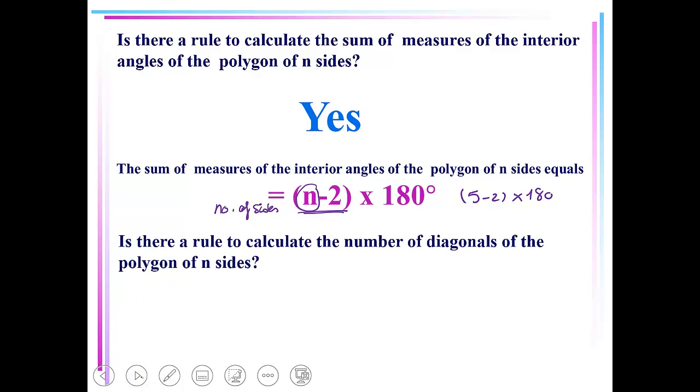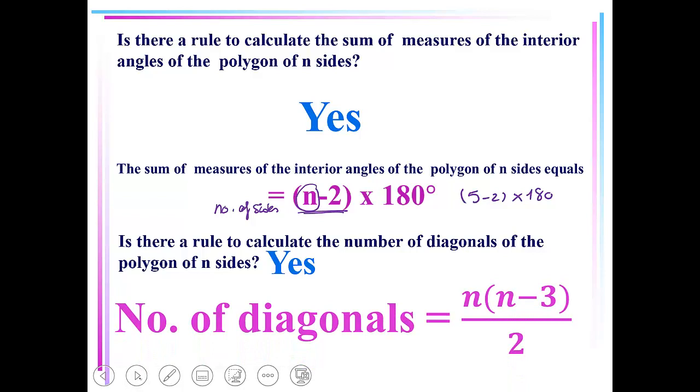Now another question. Is there a rule to calculate the number of diagonals of a polygon? Yes. To calculate the number of diagonals, I use the rule n times (n minus 3) divided by 2. And again, the n here stands for the number of sides. So those are the 2 new rules that I'm introduced to now, and let's go and see the other rules.